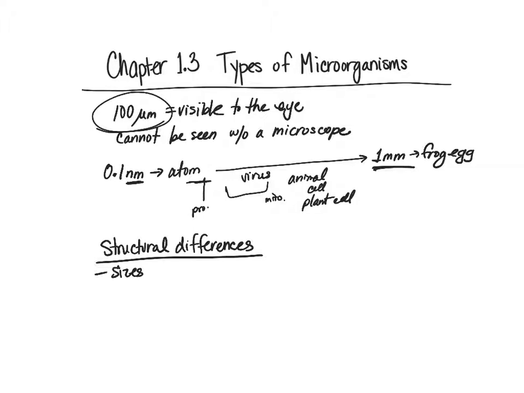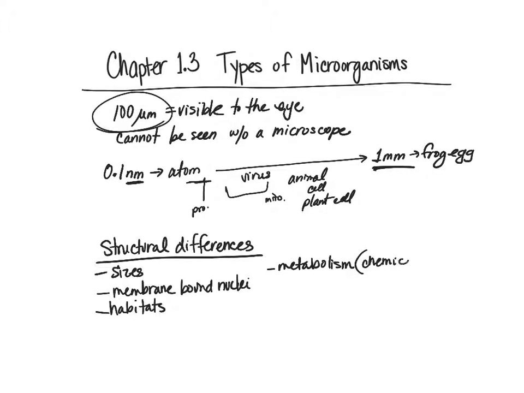Then also we have the differences between membrane-bound nuclei. Also the habitat, so we see differences in habitats between these different organisms. We can see differences in their metabolism. Metabolism is the chemical processes within an organism. Oftentimes when we're talking about metabolism, we're talking about the building up or the breaking down of things. And typically what we're talking about when we talk about metabolism is what they utilize for energy.